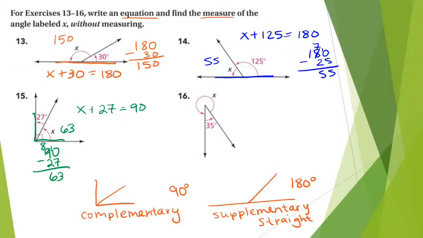And finally on 16, I can see that these two angles combined are making a full rotation. So they're making 360 degrees total. So in other words, x plus 35 is going to make 360. So I can take 360 and subtract 35, again to find that missing piece. And at that point, I will have 325 degrees. So this entire angle out here, it's a really big angle, is 325 degrees. Again, because 325 plus 35 would make 360.